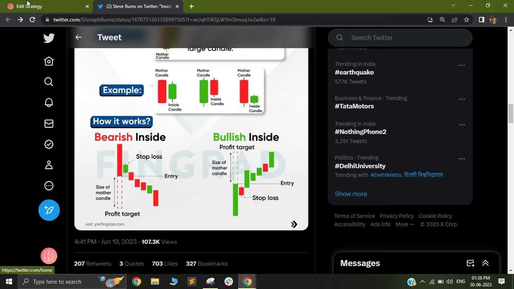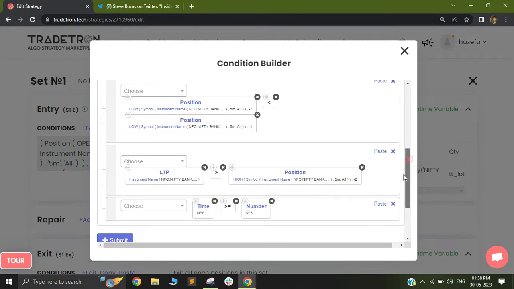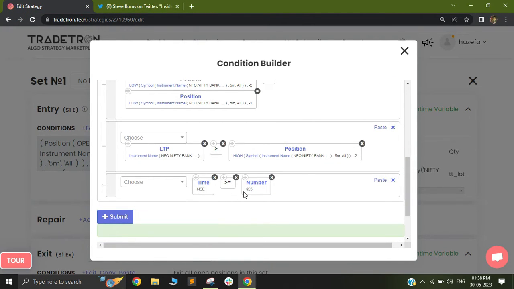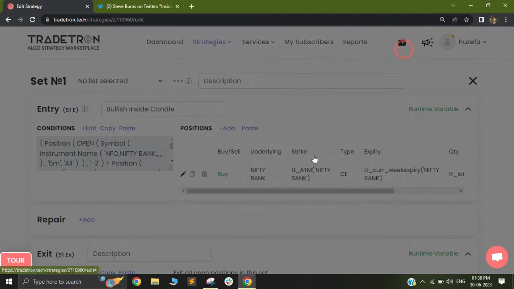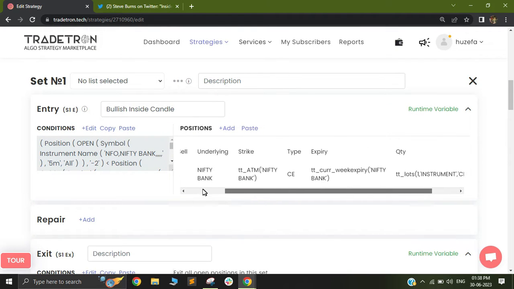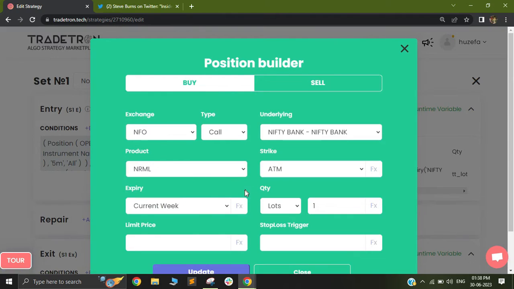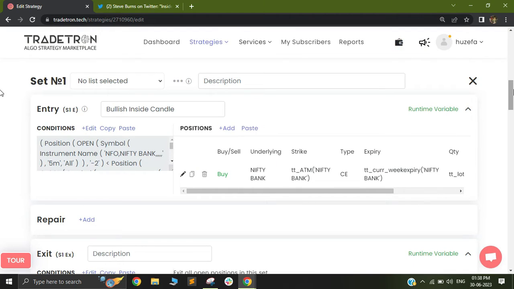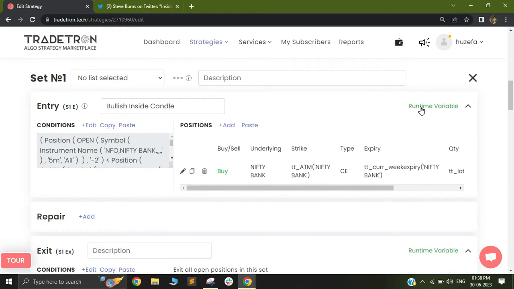After taking a trade, I've also added one more restriction in terms of the time. So the time should always be more than 9:25, so that we can take the trade only after the first two candles of the day have been formed. Now I'll show you the entry position, which is quite straightforward. It's a simple Bank Nifty call that I am buying. You can also go for a sell or something like that. That is completely up to you.